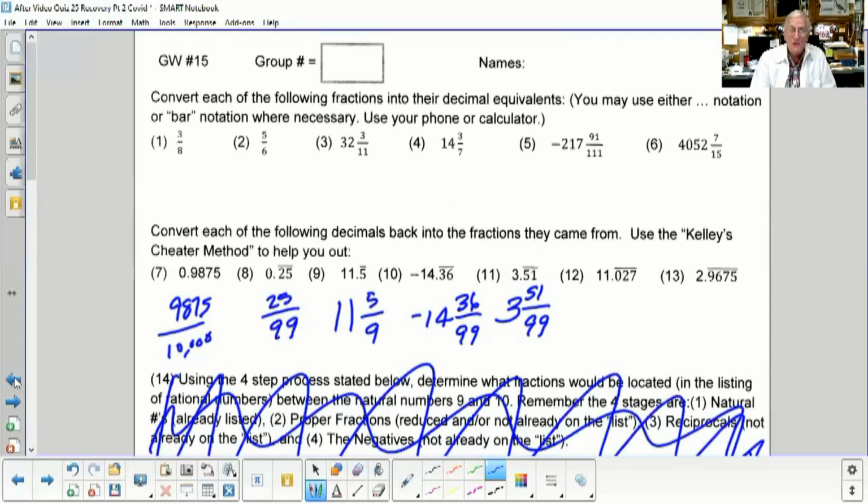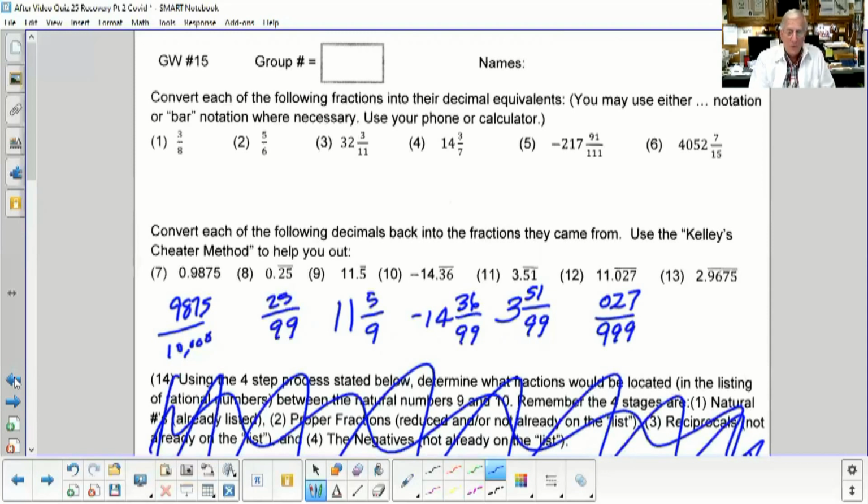Now you got to be careful on number 12. Notice the repetition does include the 0. So in other words, when this 11.027 with the bar over the 0, 2, and 7 repeats, okay, it repeats 027, 027, 027, 027 forever, okay? So you need to put the 027 over 3 nines, okay? All right, so make sure you do that, okay?